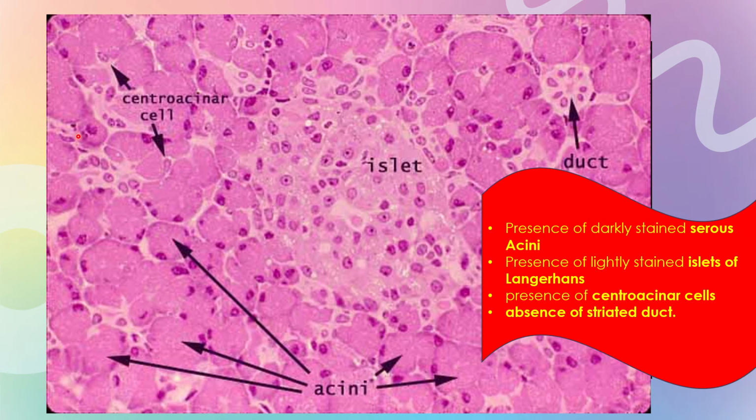So this represents a pancreas slide, and there are four highlighting features by which we can identify the pancreas. First, the darkly stained serous acini. Here we can see the serous acini. Second, lightly stained islets of Langerhans, and third, the presence of centroacinar cells. While the intercalated ducts drain through the acinus, we can see the inside part of the acinus as centroacinar cells. And fourth, there is absence of striations in the duct.